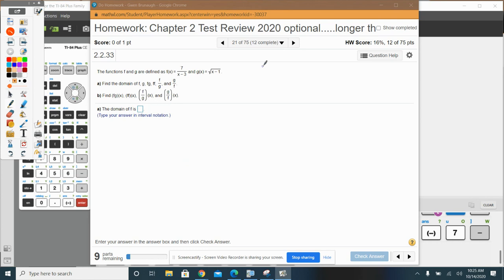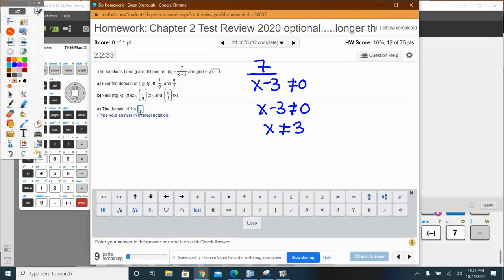off the get-go. So the domain of f, well, I have 7 over x minus 3. What is the rule? The rule is you cannot divide by 0. So x minus 3 cannot equal 0. So because of that, if I add 3 to both sides, x cannot equal 3. And that is the domain of f. So what can f be? Be negative infinity. It'll go to 3. We'll jump over 3. So we'll put the union. And then it will go to infinity.